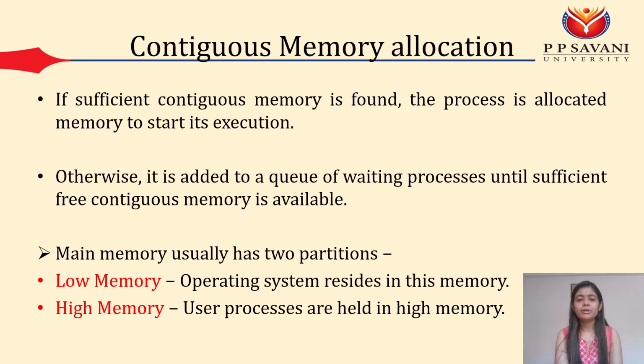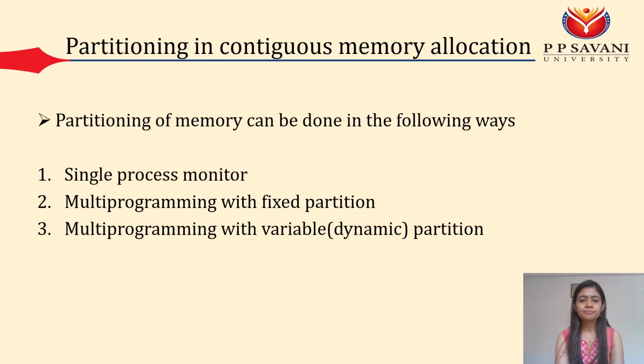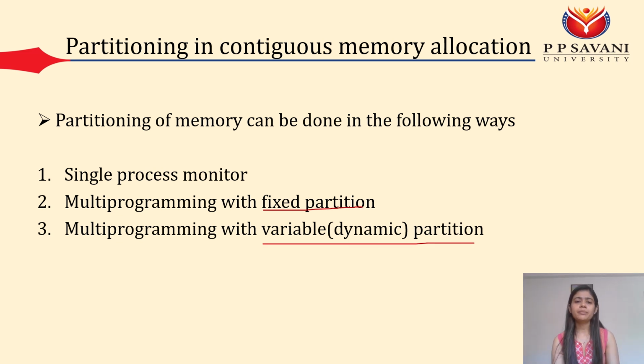So that part is called low memory and the remaining part is called high memory, where your user processes are going to be allocated. So partitioning in contiguous memory allocation has three techniques: single process monitor, multi-programming with fixed partition, and multi-programming with variable partition. Multi-programming means we have more than one process available in the main memory. Single process monitor means at a time only a single process is allowed in the operating system. So these three are the partitioning or allocation techniques in contiguous memory allocation.